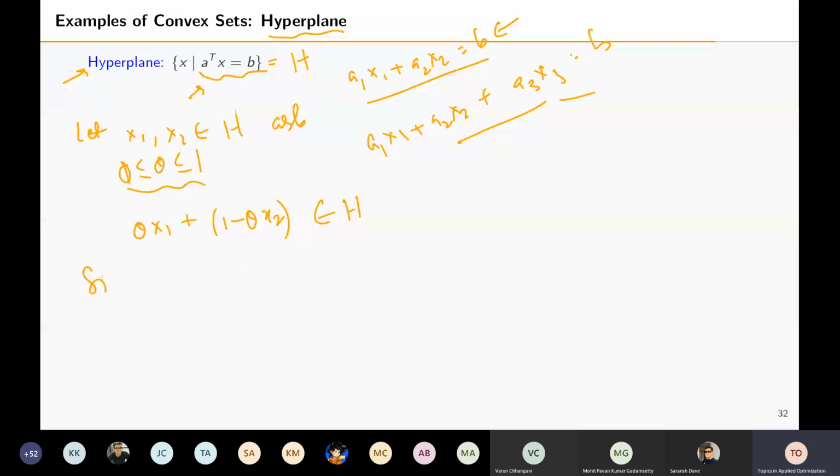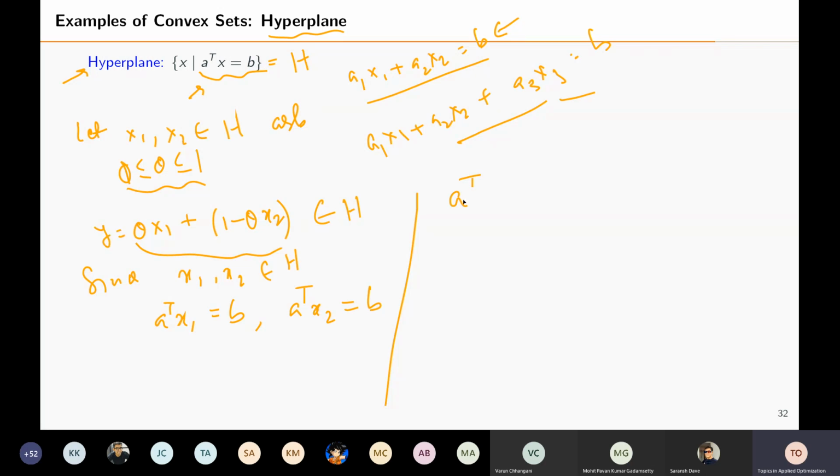Since x1 and x2 are in the hyperplane, we have A transpose x1 is B, and similarly, since x2 is in H, A transpose x2 is equal to B. These two relations hold because x1 and x2 are in H. Now I have to verify whether the new point, let us call it Y, is in H. So we check A transpose of theta x1 plus 1 minus theta x2, and see whether this comes out to be B. If it is equal to B, then Y will be in H.